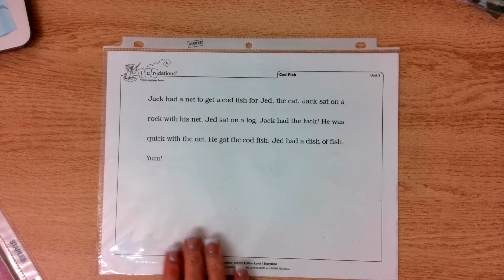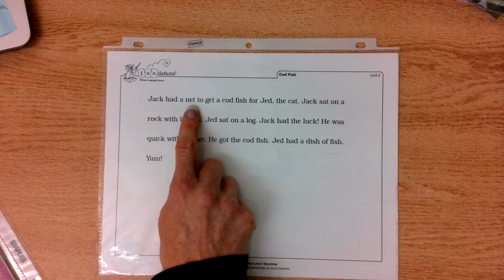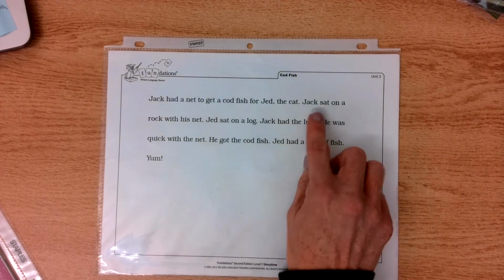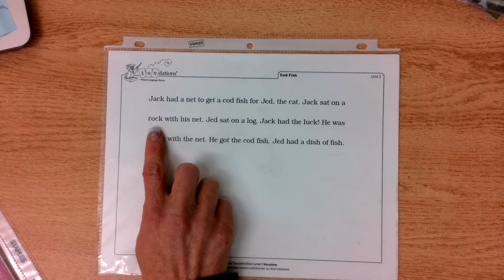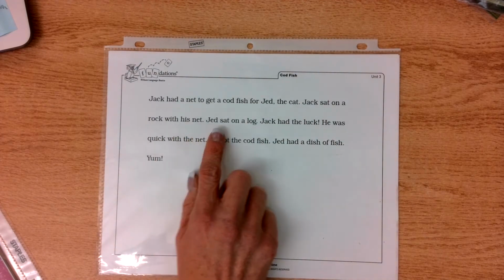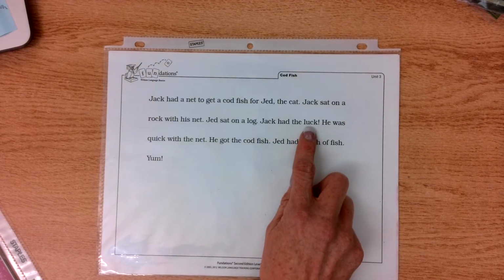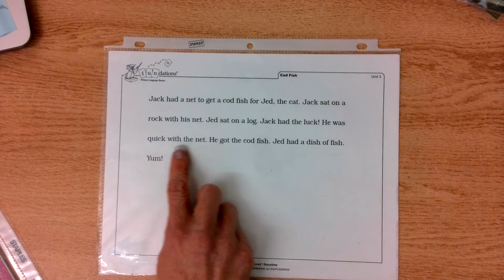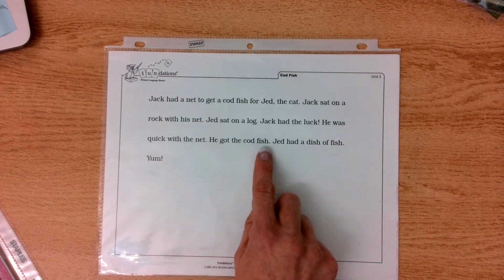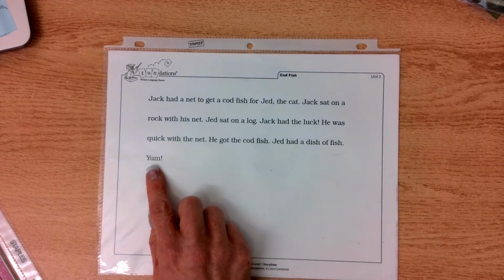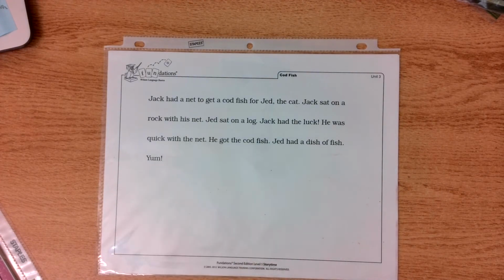Okay, here we go. So Jack had a net to get a codfish for Jed, the cat. Jack sat on a rock with his net. Jed sat on a log. Jack had the luck. He was quick with the net. He got the codfish. Jed had a dish of fish. Yum.